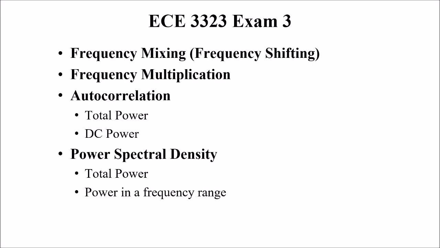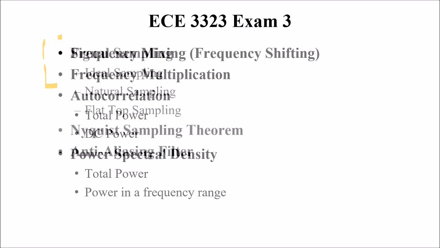Then that's the end of the FM material, it looks like. Next topic, we talked a bit about autocorrelation. The autocorrelation function is where you can find the total power and the DC power in a random signal. And then we mentioned power spectral density. The total power is the integral over all frequency of the power spectral density. And the power in a given frequency range, you integrate over that frequency range.